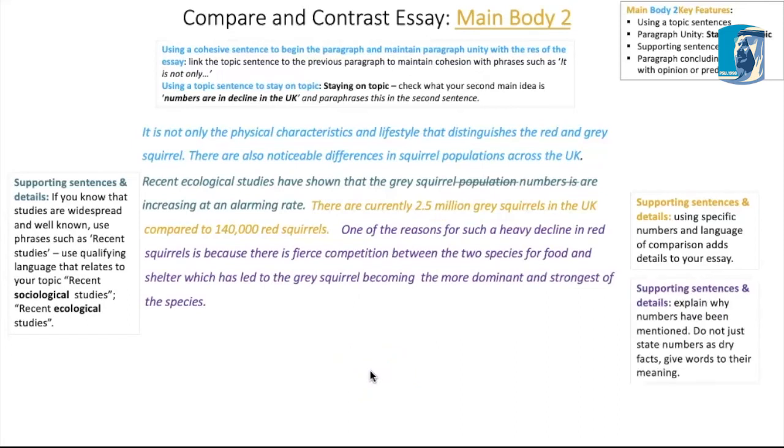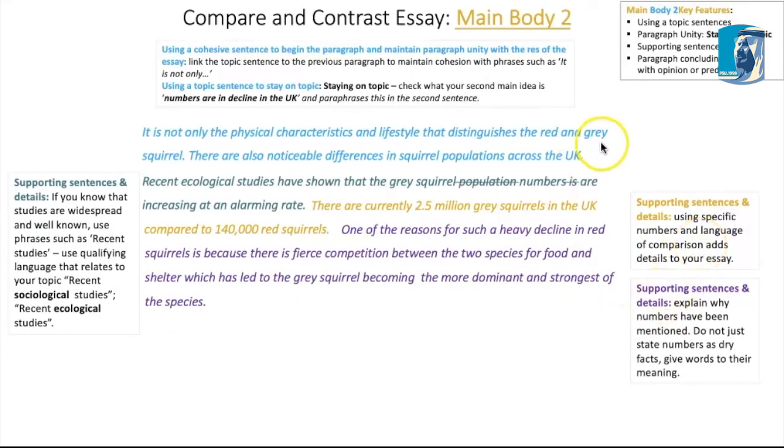Then we add some more supporting details. So there are 3 types of supporting details here. One that just very generally references studies and shows that it's cohesive with the problem statement, that the numbers are increasing, so this is a problem. Then specific details that show what the numbers actually are.